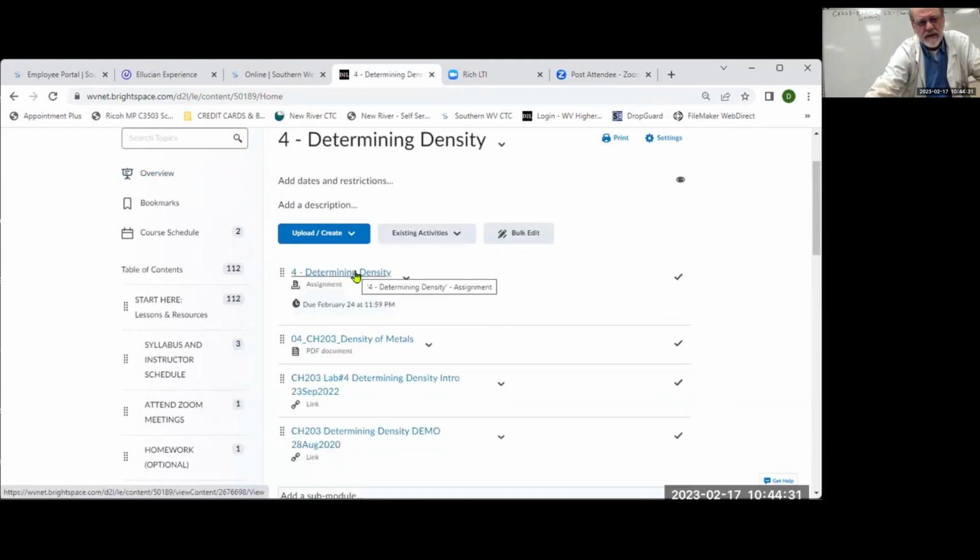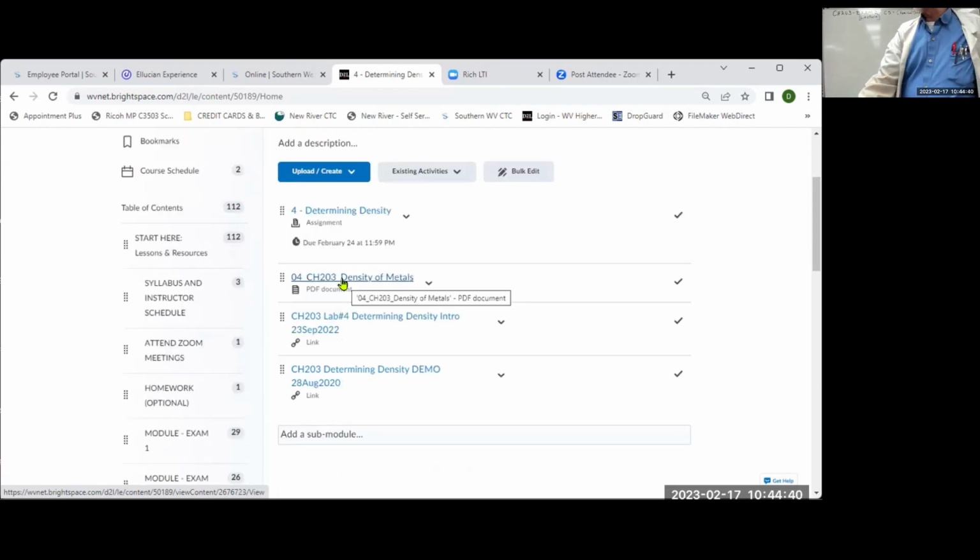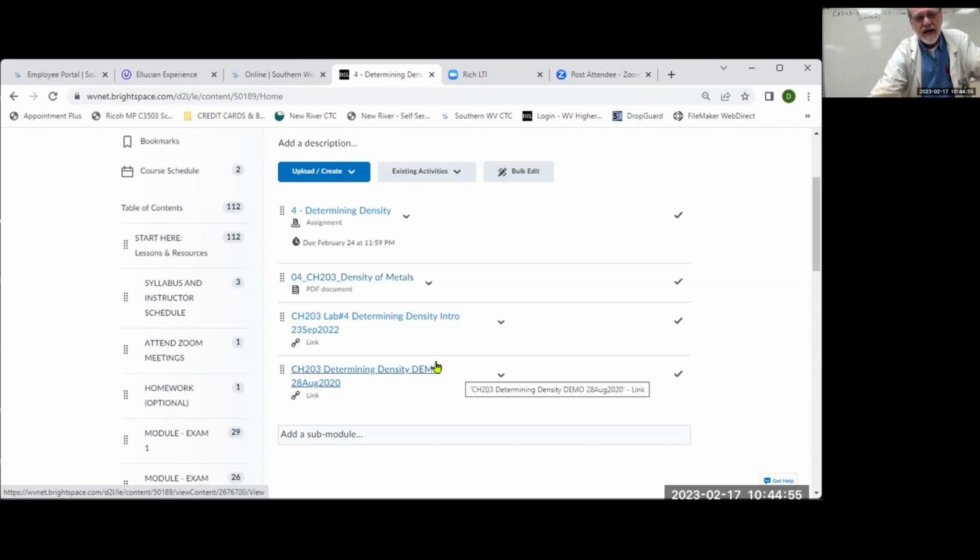Okay, there's the document, the assignment, hard copy there. Here's the PDF file, which is the density of metals. I was going to give you the opportunity to determine the density of a metal and compare it to the actual values in a chart. So that's what that is. Here's an introductory discussion, and here's the demo. It looks like I've got it there.